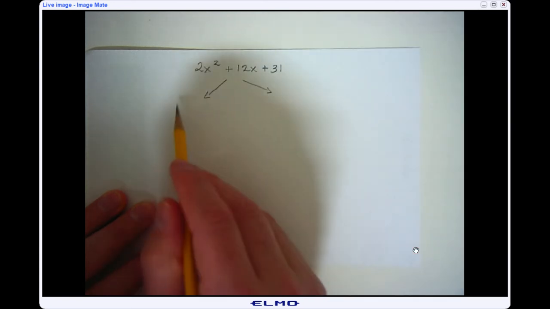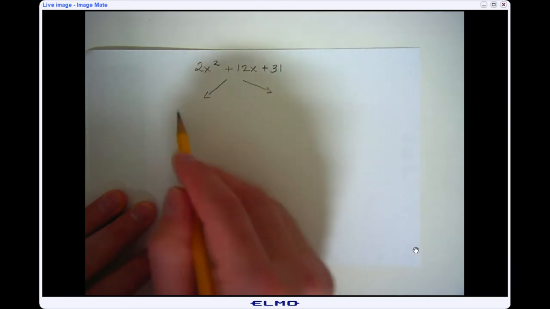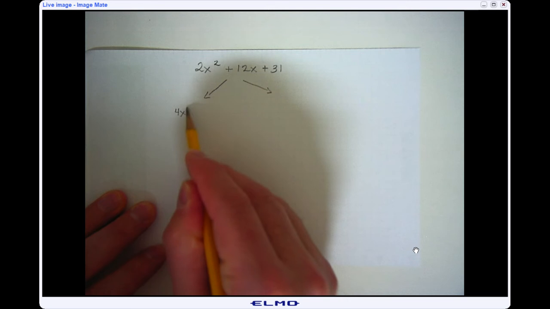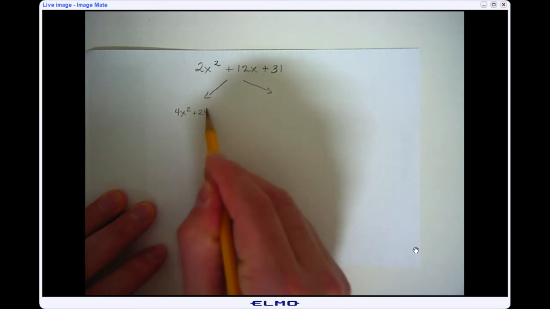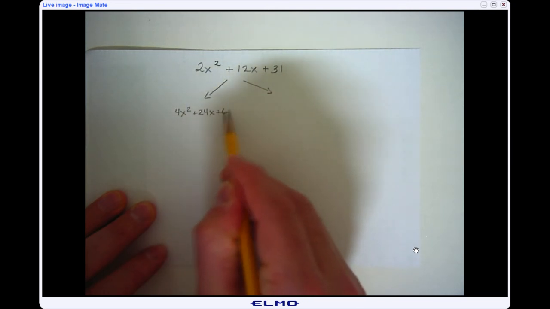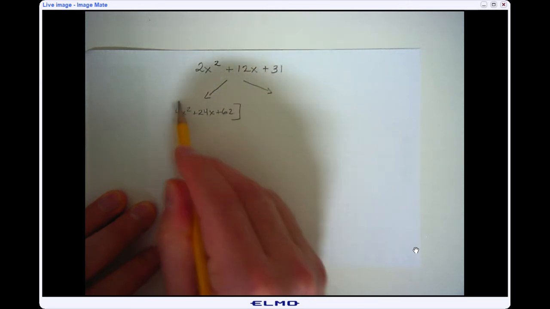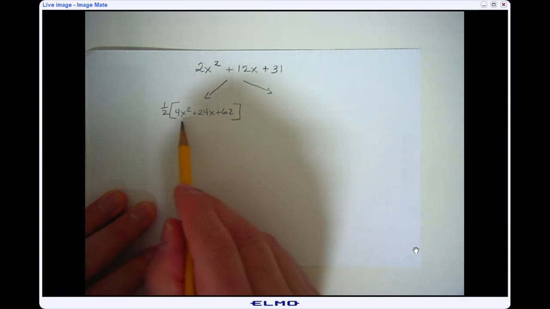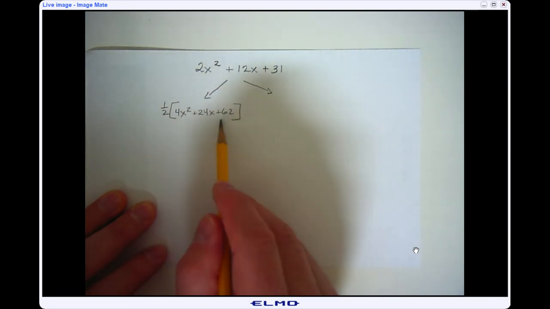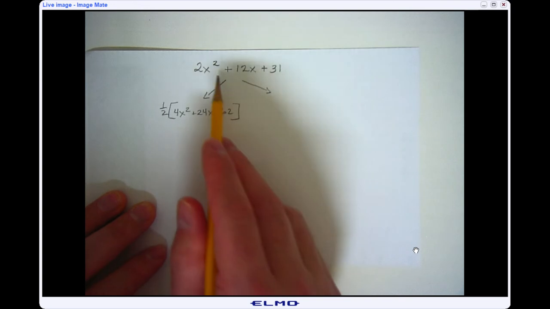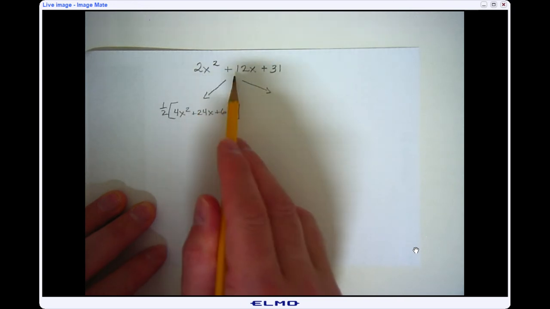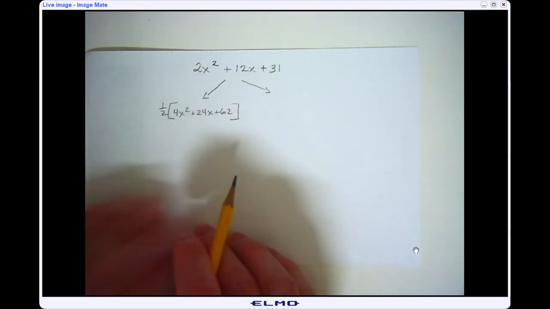The first thing I want to do is by multiplying everything here by 2. So if I multiply the whole equation by 2, I would change it to this. And now because these have to be equivalent, I would put a 1/2 in front of this bracket. So now 1/2 of 4x squared plus 24x plus 62 is the same thing as what I started with of 2x squared plus 12x plus 31.